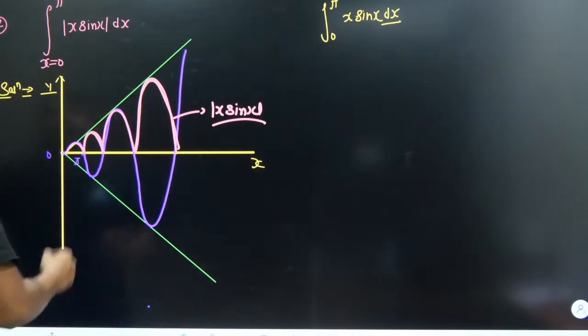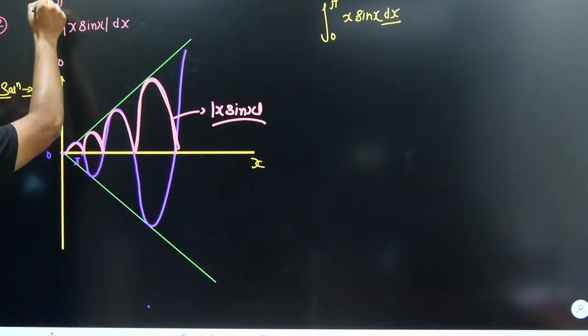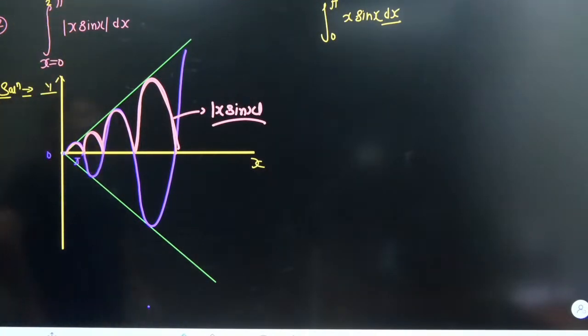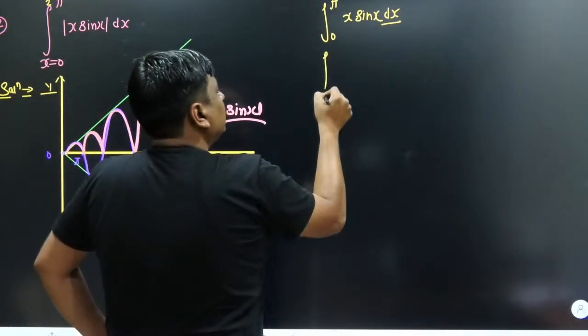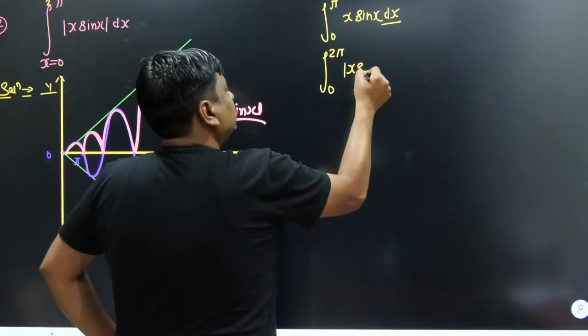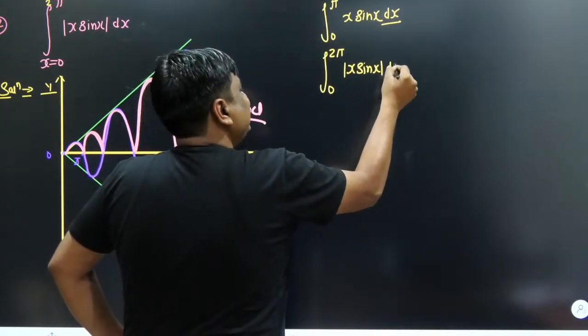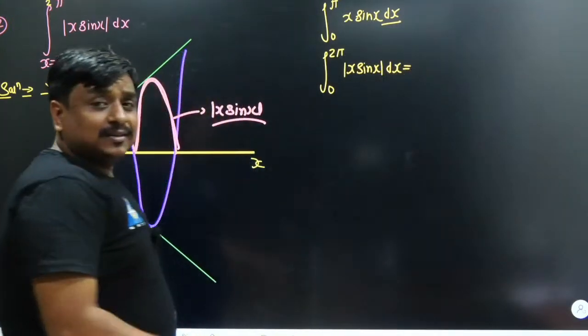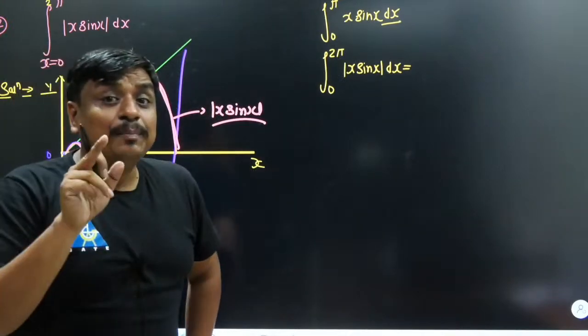Similarly, this range would have been from x equals 0 to 2 pi. Like what I am saying, if the problem had been the integration from 0 to 2 pi of the modulus function, mod of x sin x dx, obviously the integration has to be taken care of in parts.